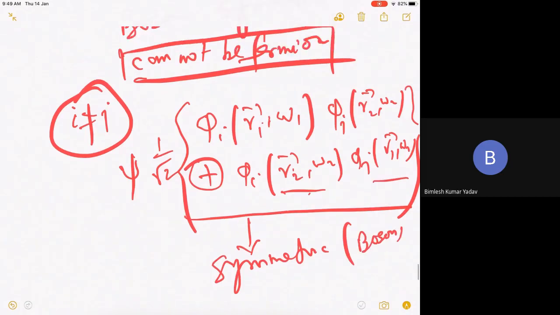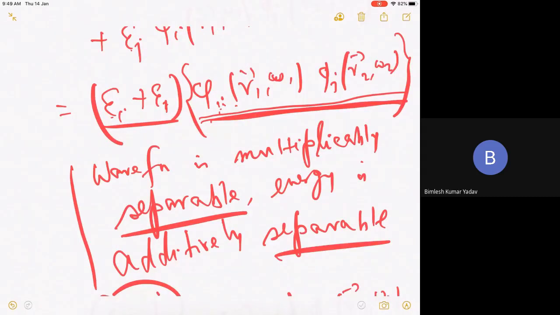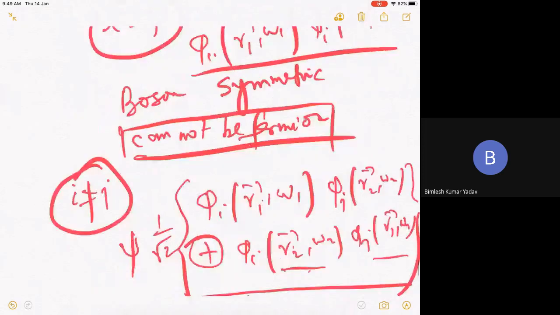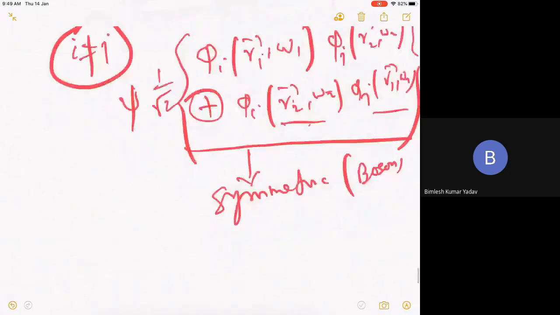As I said, if i is not equal to j, as such, this cannot be either a boson or a fermion, because this is neither symmetric nor antisymmetric. Is it clear? If anybody has a question, please ask me. This is a very important point that I'm talking about here. If i is equal to j, it is symmetric. If i is not equal to j, it is neither symmetric nor antisymmetric. So then I interchange the product 1 and 2, take a plus sign, then it becomes symmetric, and it's a boson.